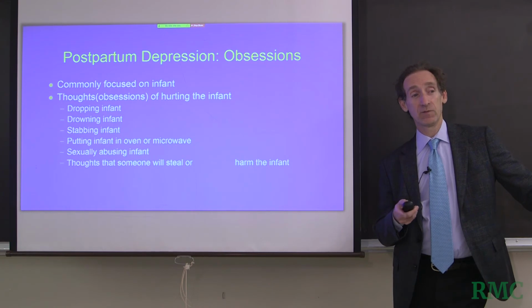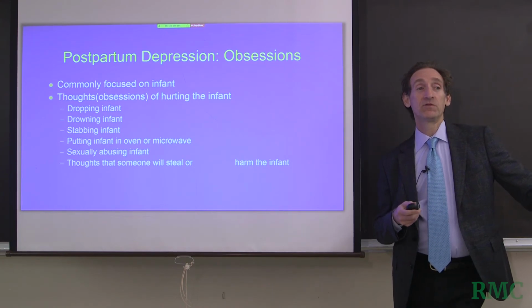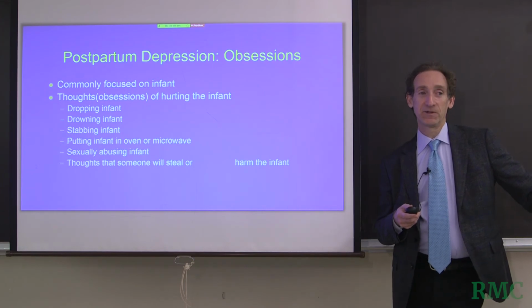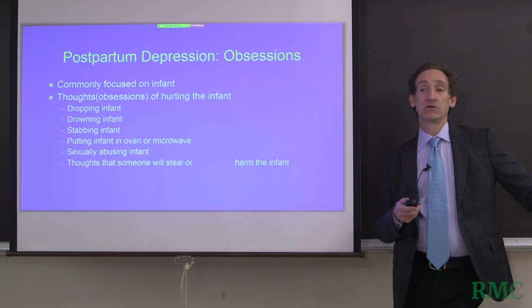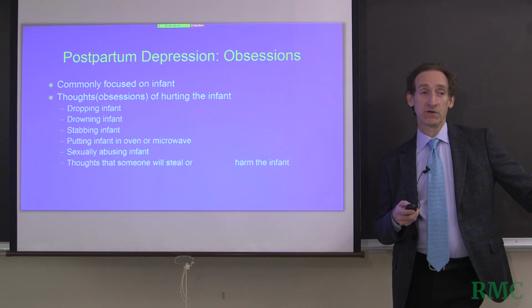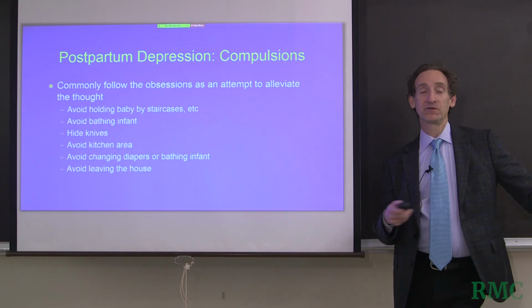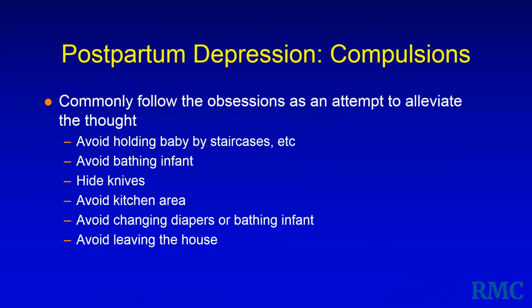They want to protect the baby. But this may be so severe that they're going to stay away from their infant. They'll stay away from scissors or knives that could potentially stab the infant. And it can clearly cause a disruption in mother-infant bonding. So the compulsions that are a response to these obsessions, like I said, they avoid holding baby by staircases, avoid bathing the infant, hide the knives, avoid kitchen, avoid changing diapers or bathing, and avoid leaving the house.